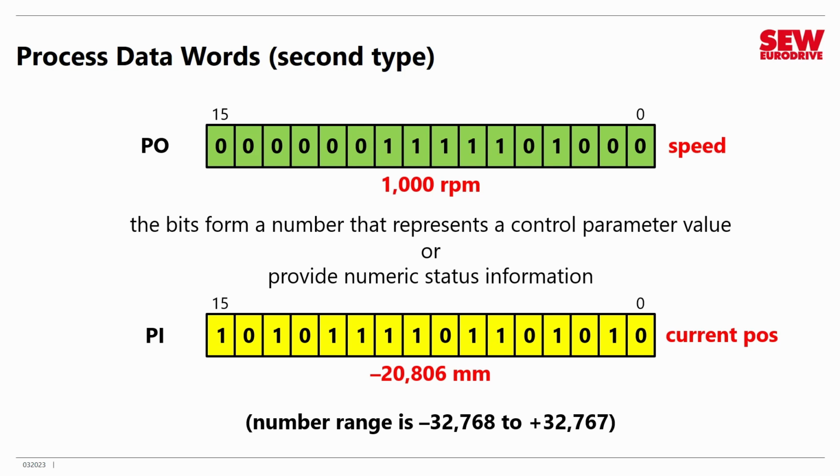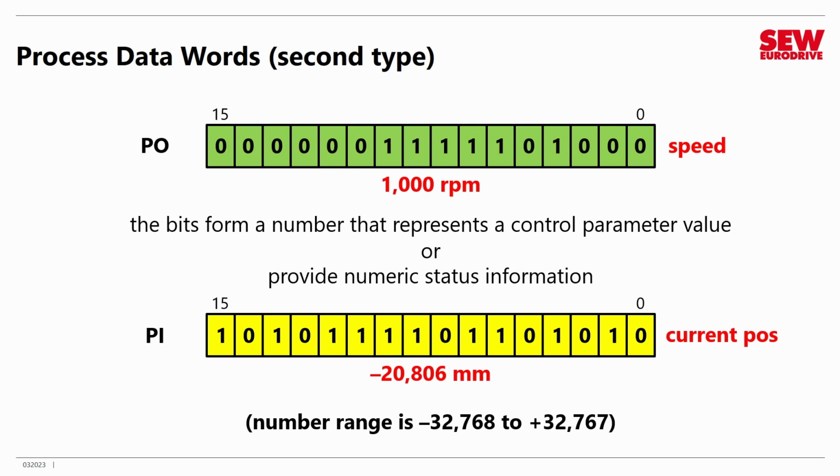Actually, it's minus 32,768 to positive 32,767, assuming it's a signed number. If it's an unsigned number, then it's going to go from 0 to something twice as big, 65,535. Just depends on the application how the number's interpreted. Could be signed or unsigned. But that's the numeric range.